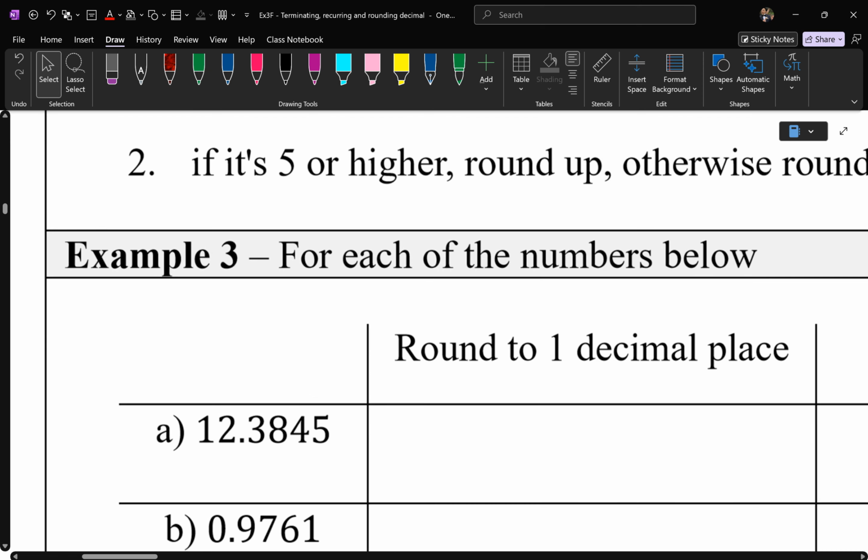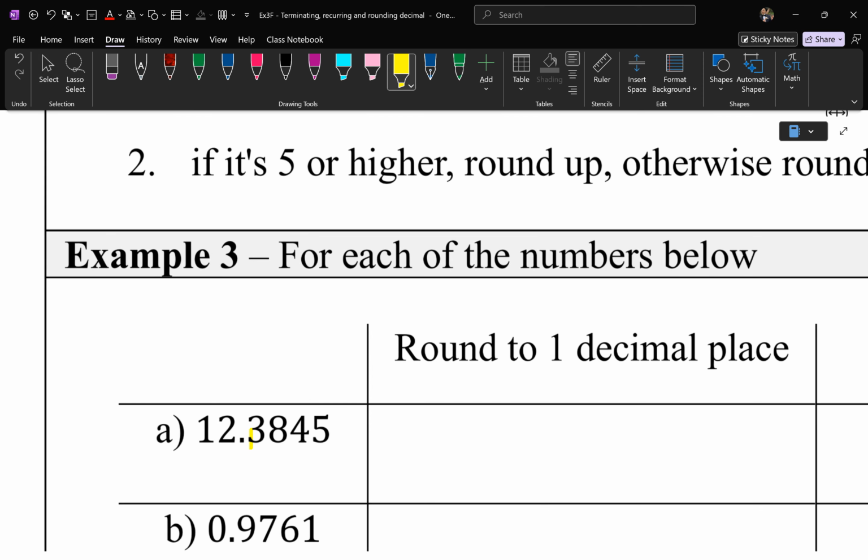12.3845. If I want to round to 1 decimal point, this is my 1 decimal point. So your answer, usually we would write 12.3. That's 1 decimal point. But what do you have to do in the second step? You need to check if the next number is 5 or more. So let's check the next number. Yeah. Next number is 8. Is that 5 or more? Yes. So if it's 5 or more, you have to round that 3 up. So then the answer is truly 12.4.